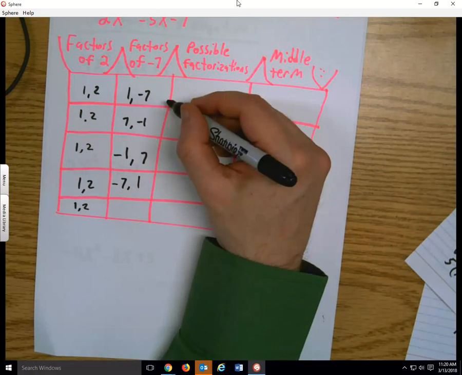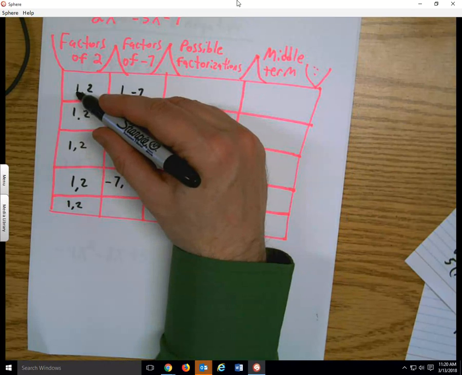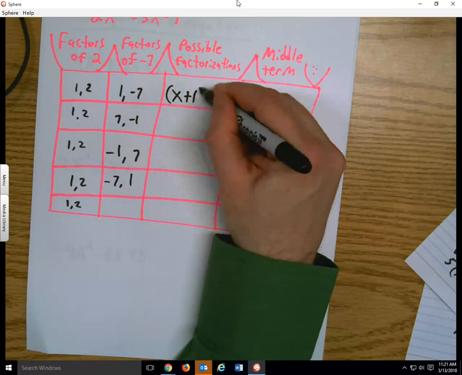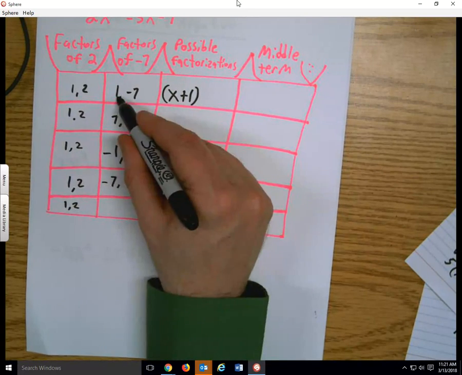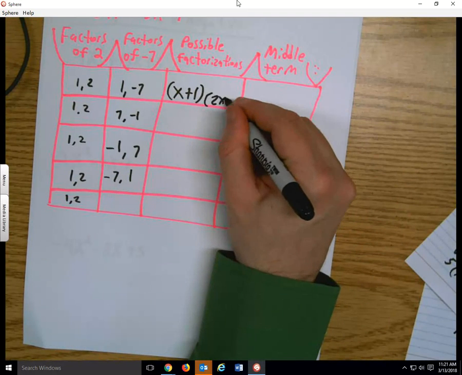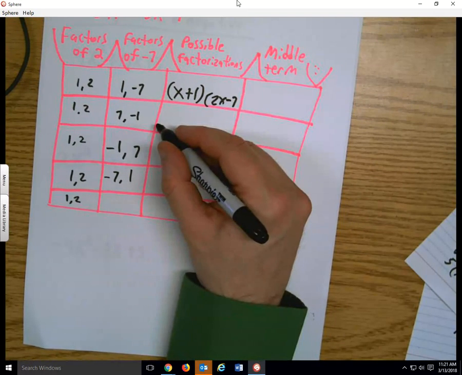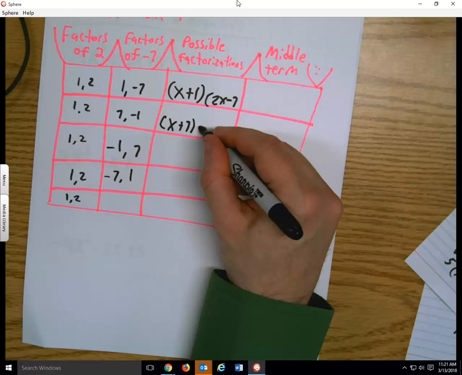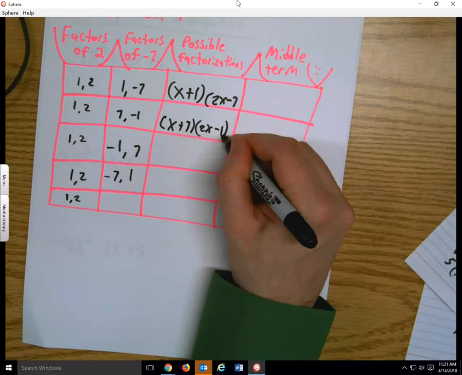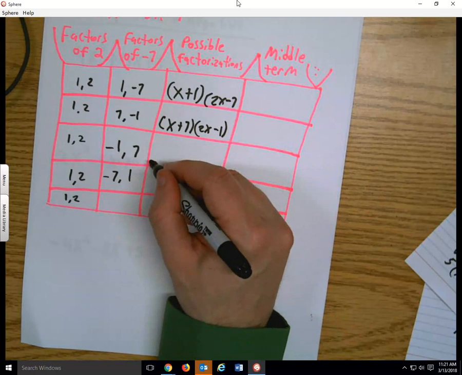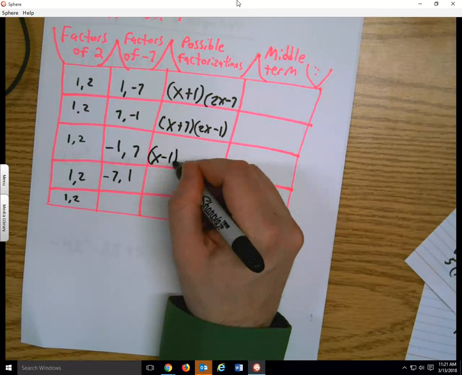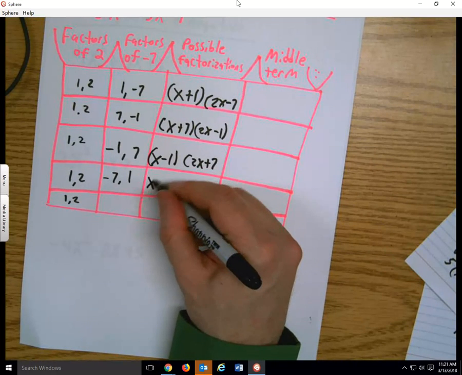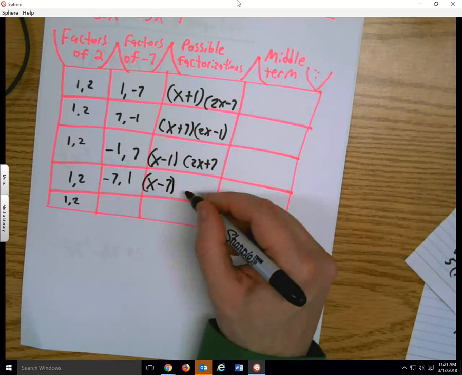So again, what are the possible factorizations? It would be 1x, it's a positive, so plus 1. See how I'm just taking this 1 here and putting it here, this 1 here and putting it here, times 2x minus 7. Okay. Same thing here. We'd have 1x plus 7 times 2x minus 1. And we just keep going with it, right? 1x minus 1, 2x plus 7, and then x minus 7, 2x plus 1.